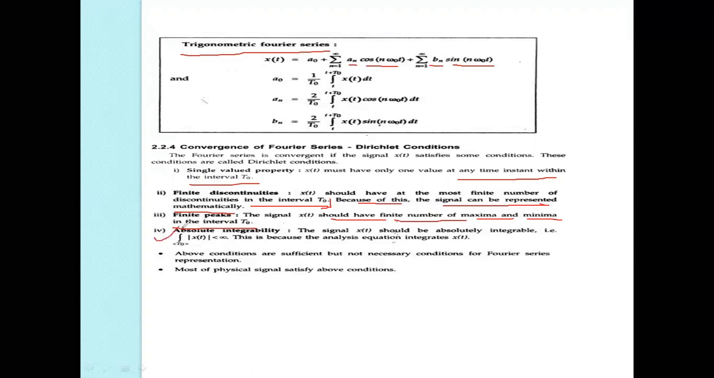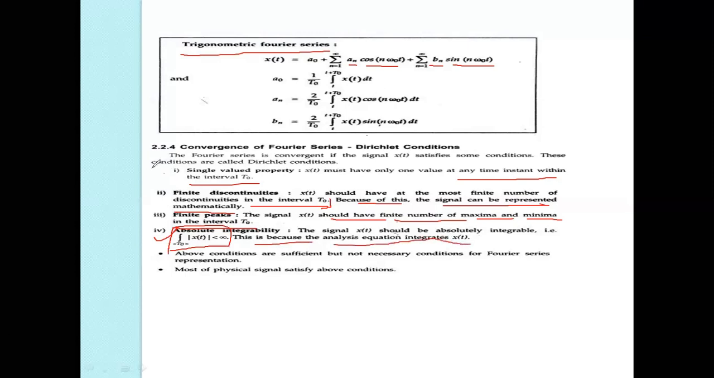And the fourth point is a very important point here. It is absolutely integrable. Absolutely integrable means the value is finite. That value is finite means the integral from t to t naught, or t to t1, or any values of t, is less than infinity. See here, it's absolutely integrable. The integral over t naught of the magnitude of x of t is less than infinity. The signal x of t should be absolutely integrable. This is because the analysis equation integrates x of t.